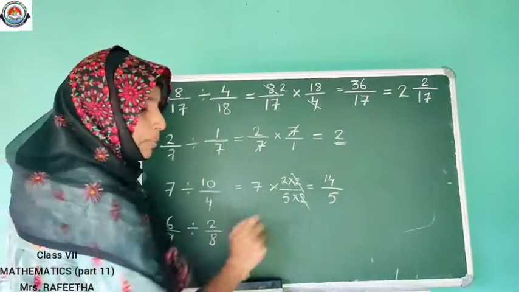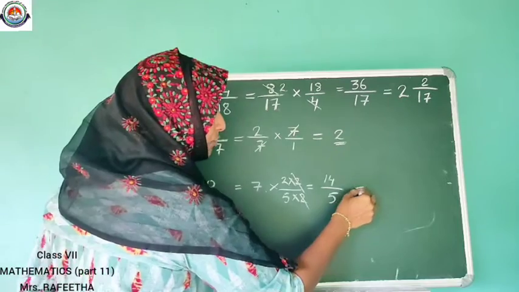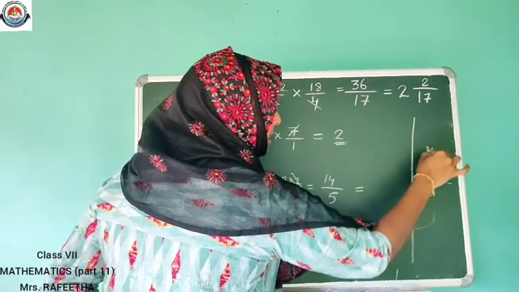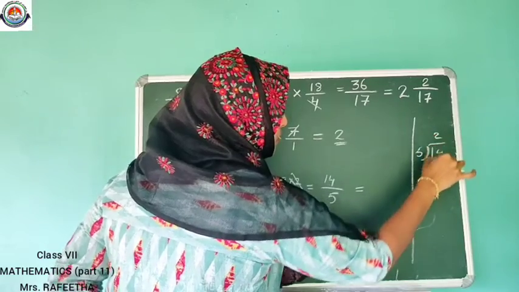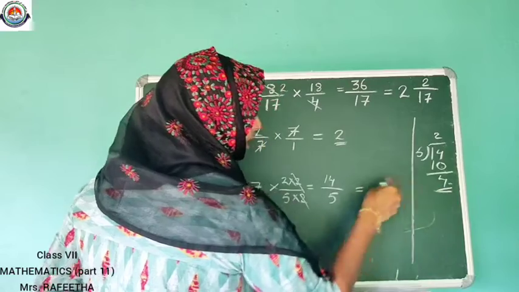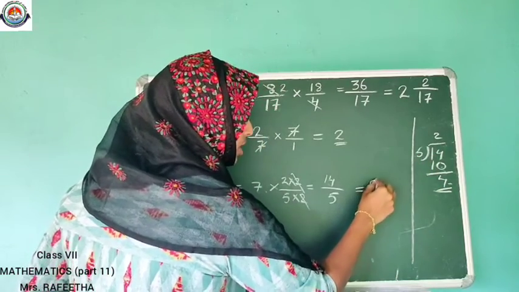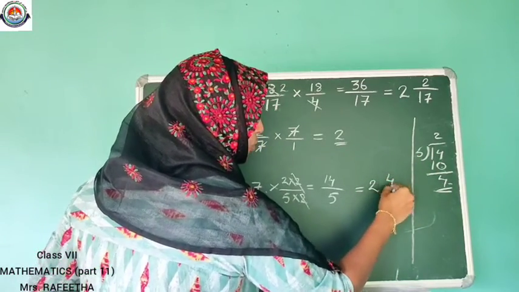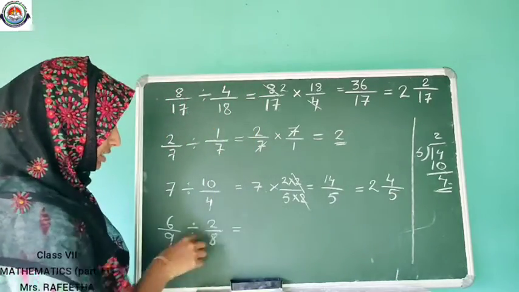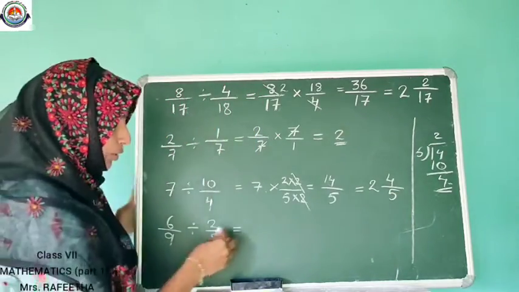14 by 5 is an improper fraction. So, we can write 14 divided by 5. 5 2s are 10. The remainder 14 minus 10, that is 4. So we can write here quotient 2, remainder 4 over 5. 2 4 by 5.